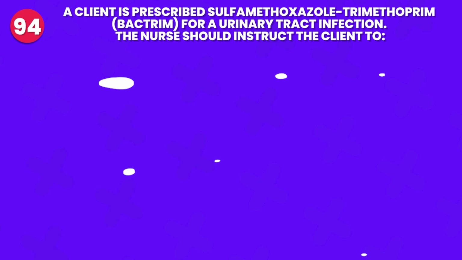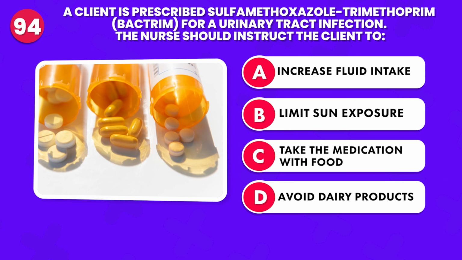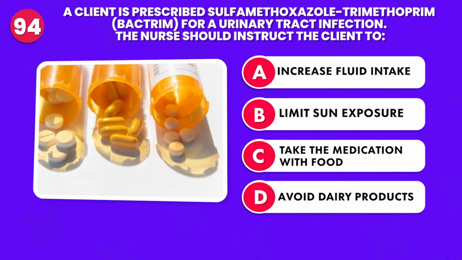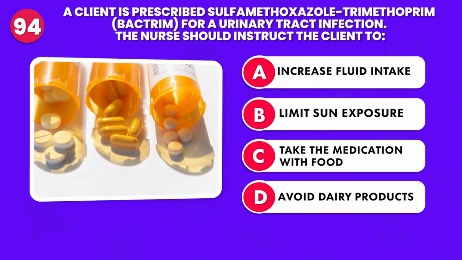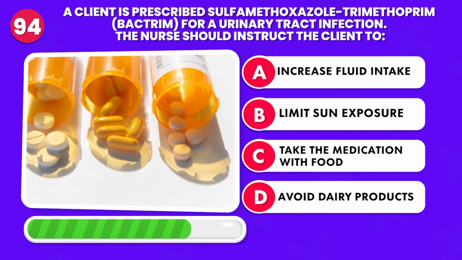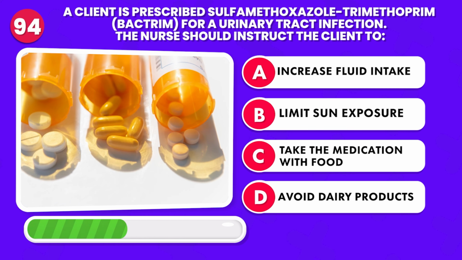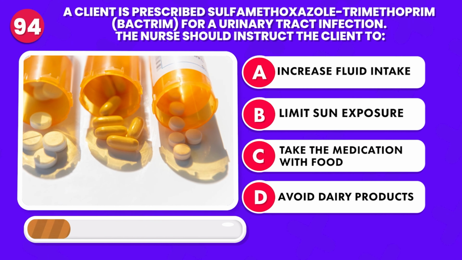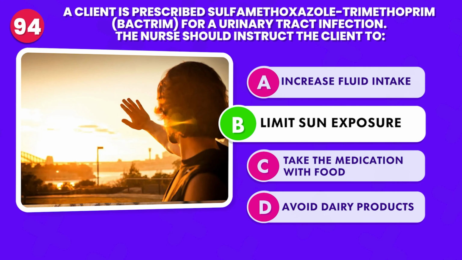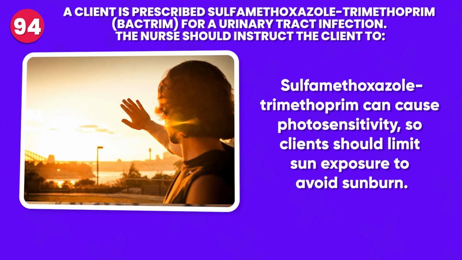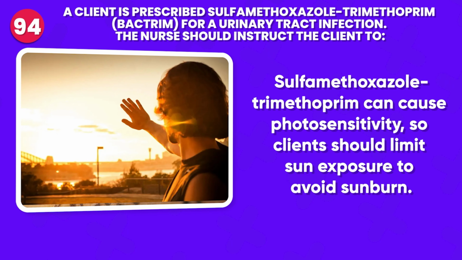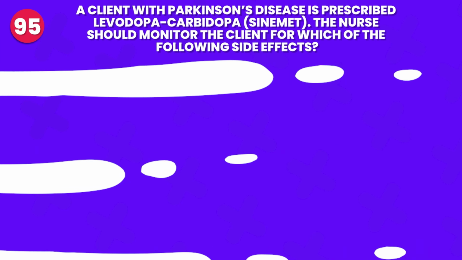A client is prescribed sulfamethoxazole trimethoprim, Bactrim, for a urinary tract infection. The nurse should instruct the client to A, increase fluid intake, B, limit sun exposure, C, take the medication with food, D, avoid dairy products. It's B, limit sun exposure. Sulfamethoxazole trimethoprim can cause photosensitivity, so clients should limit sun exposure to avoid sunburn.